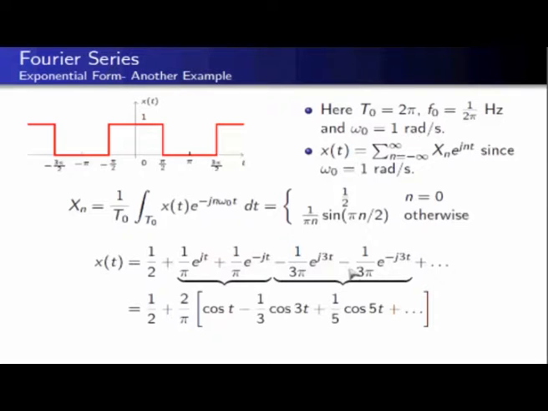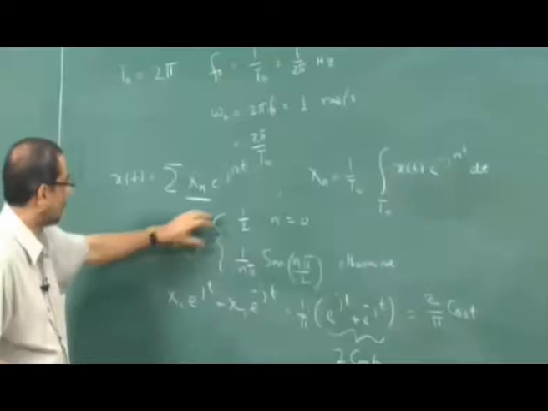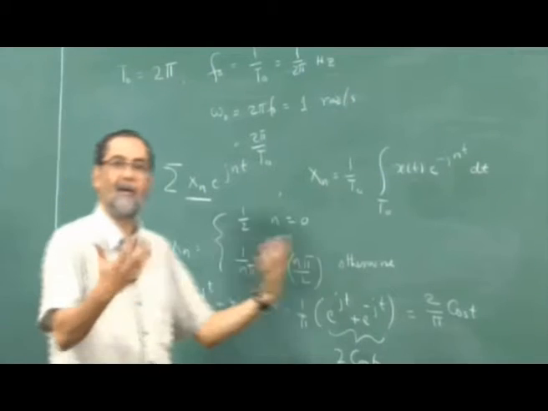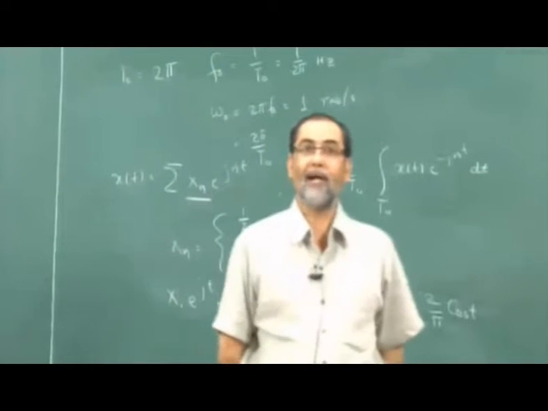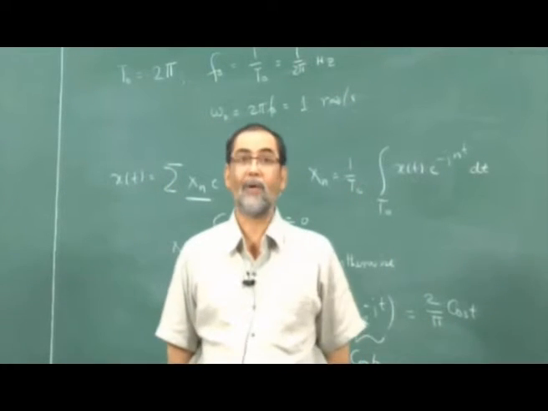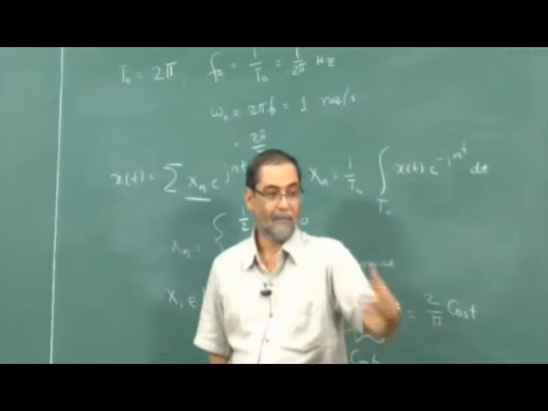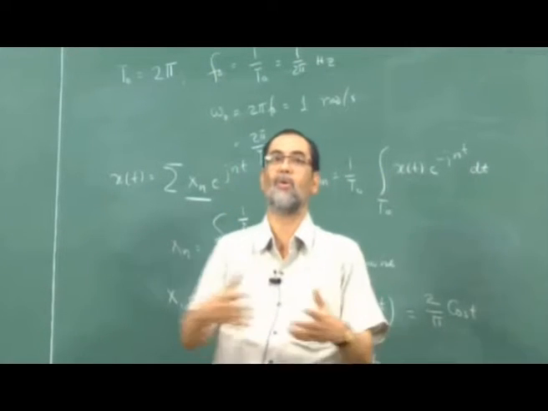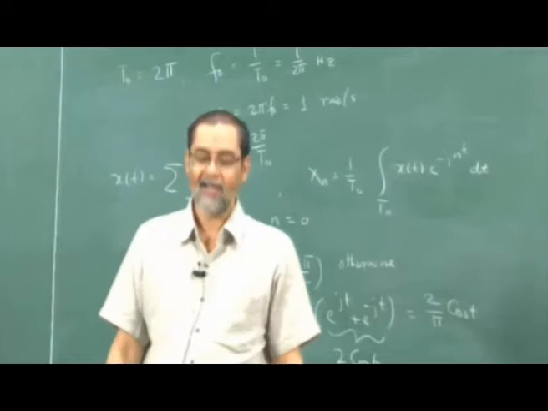So it is 1 by 2, that is because of this, and combine to give me 2 by pi into cosine t minus 1/3 cosine 3t plus 1/5 cosine 5t and so on. That is again an infinite series, right.